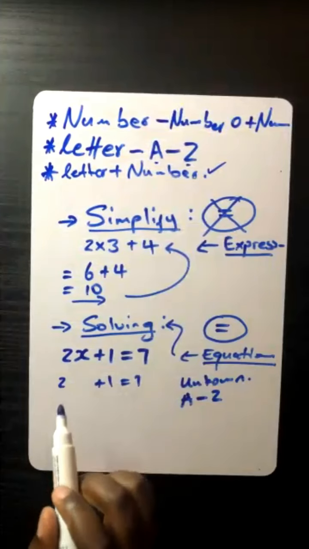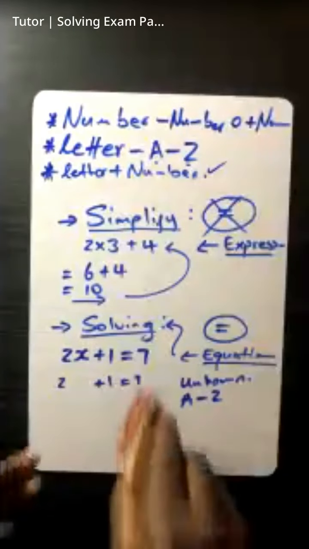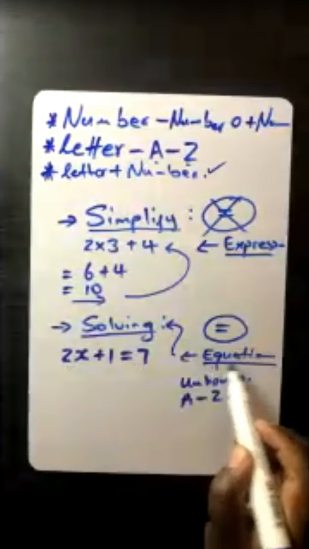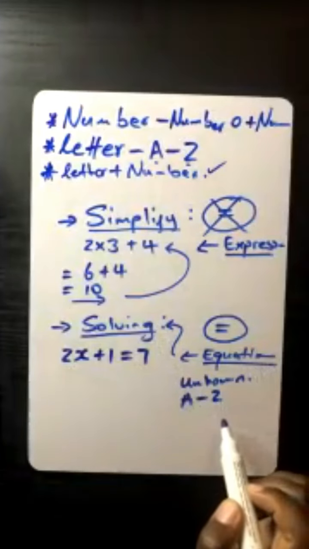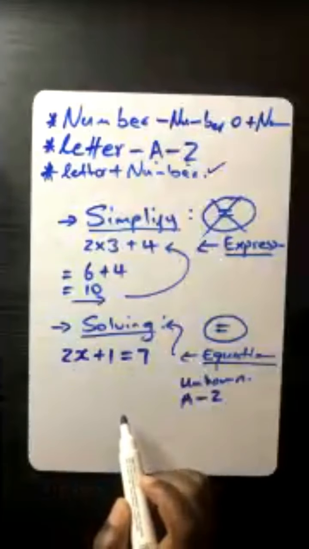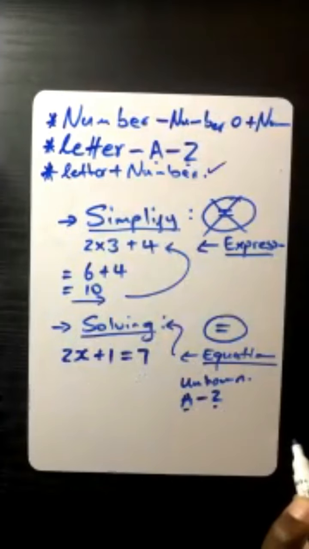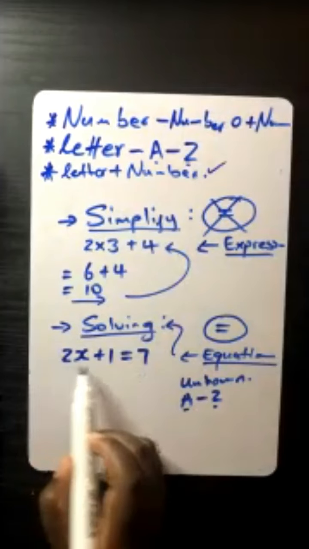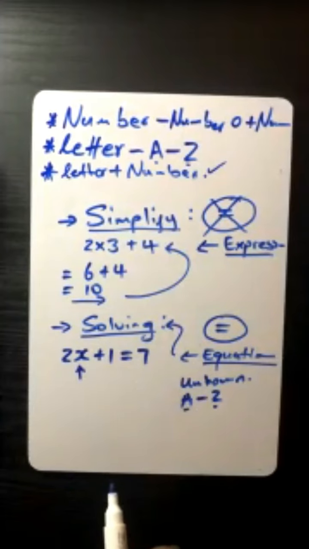Hence, I've indicated that normally they like using letter x, which means in this case, because we already know this is an equation, when we've got an equation, we solve. What are we solving? We solve for the unknown. How can you identify the unknown on an equation? An unknown is represented by any letter from A all the way up to Z. Remember, they like using letter X, which means on this equation, we'll be solving for letter X. So letter X is the unknown.